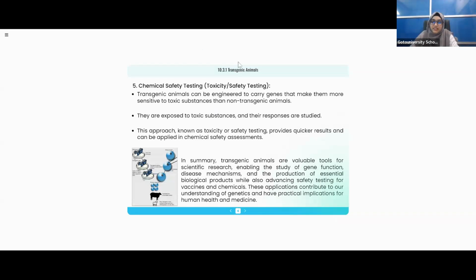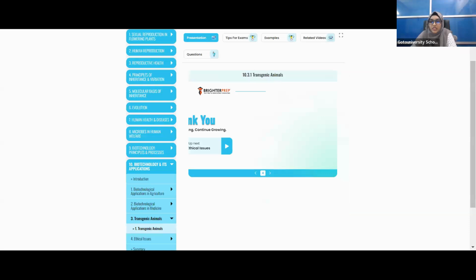So this is a summary. In summary, we can say that transgenic animals are a very valuable tool for scientific research. Whatever research scientists are doing, transgenic animals play a very vital role for humans. They act as models for humans. Is it clear? I hope this is clear. Now we are moving to the next.